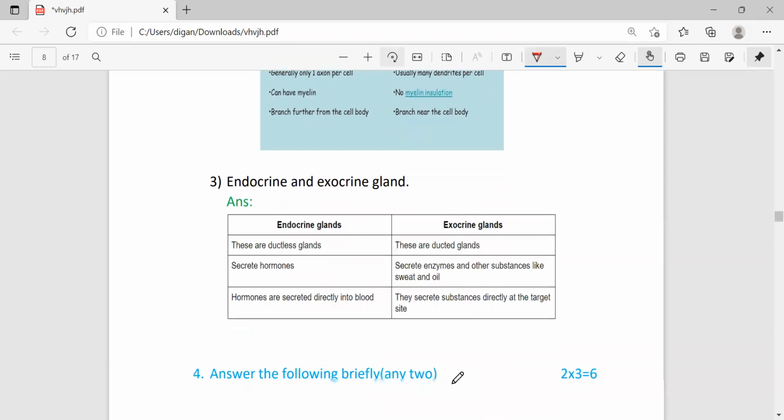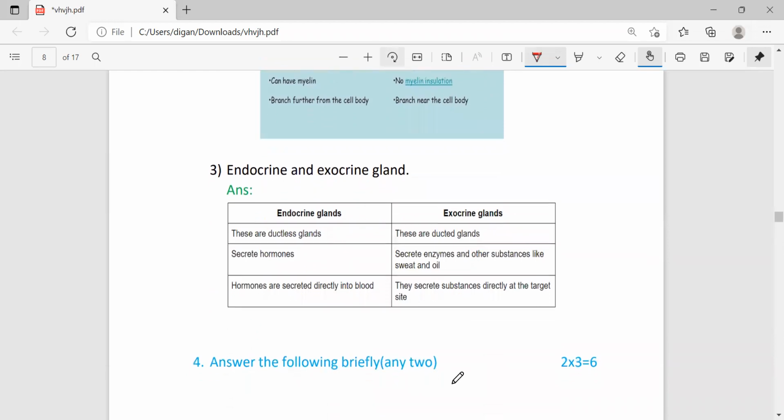Next, go for the next question, that is endocrine and exocrine gland. Endocrine glands are ductless glands, meaning no duct is present. Exocrine glands are duct glands. Endocrine glands secrete hormones, while exocrine glands secrete enzymes and other substances like sweat and oil. Hormones are secreted directly into the blood, and they act directly at the targeted site. So these are the 3 points.